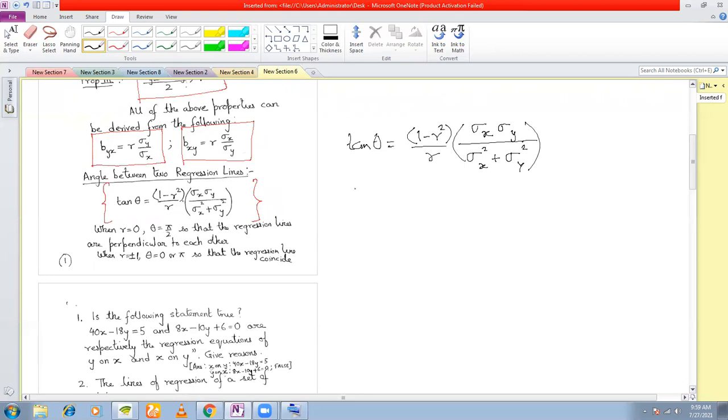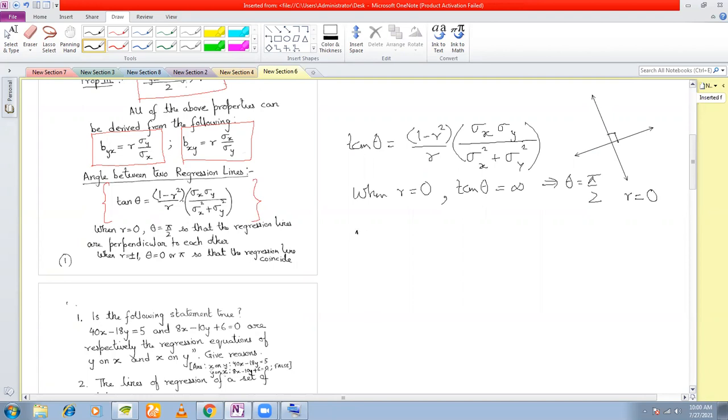Now, when the correlation coefficient is 0, that means the variables are not correlated at all. Then what happens? When r is equal to 0, you get tan theta is equal to infinity, right? That means theta is equal to pi by 2. That means the regression lines are perpendicular to each other. This is the case when the correlation coefficient between them is 0.